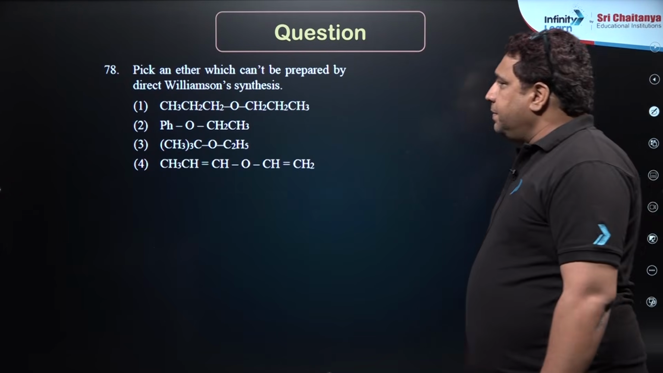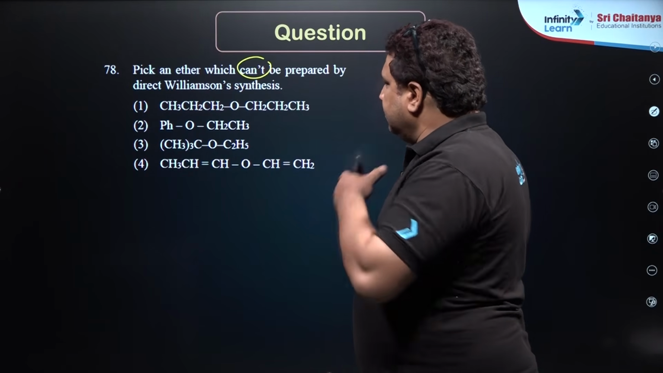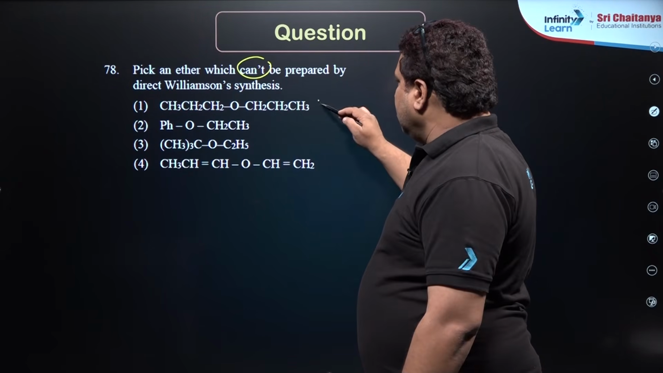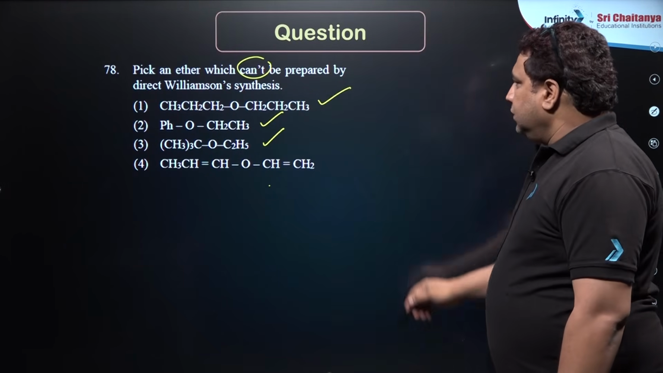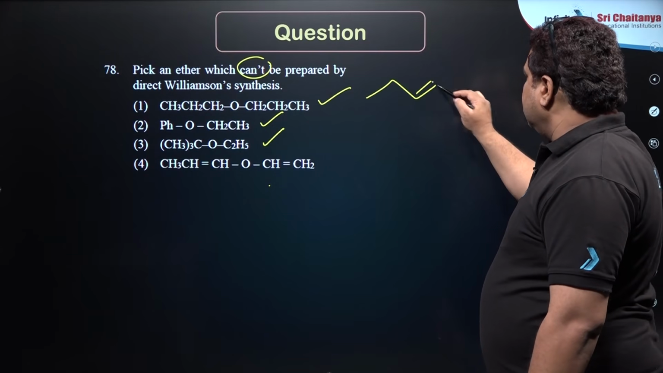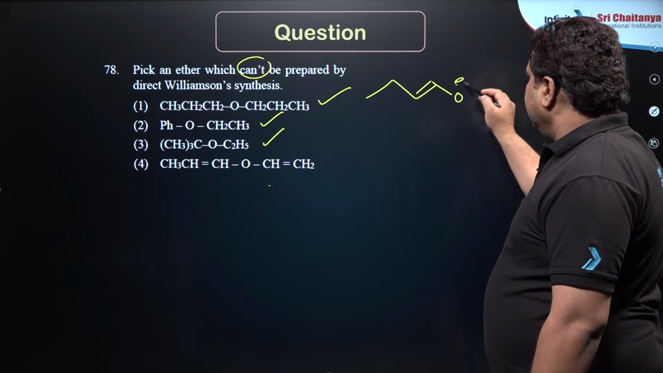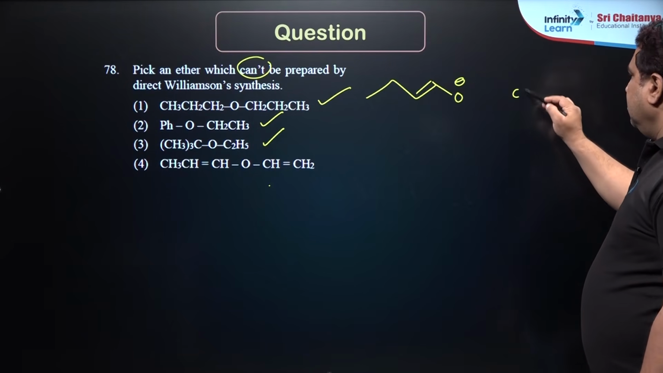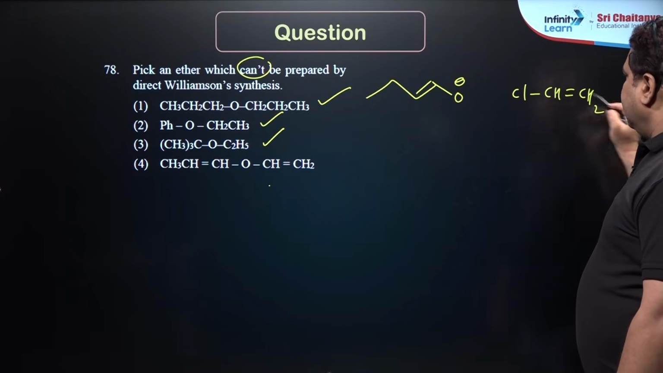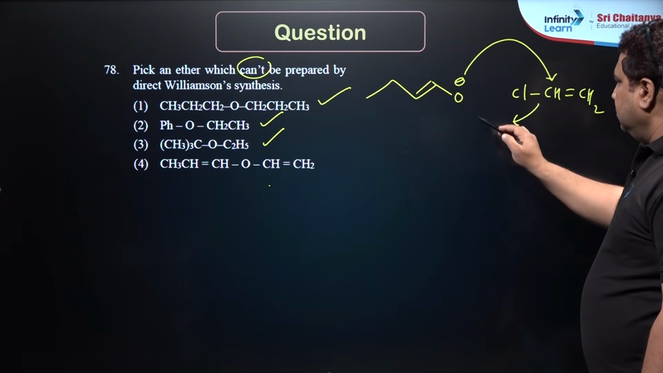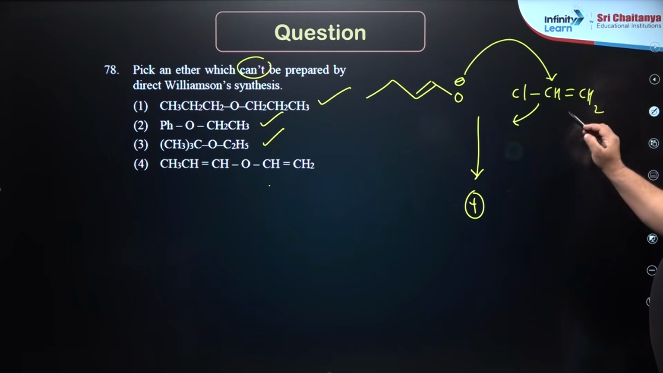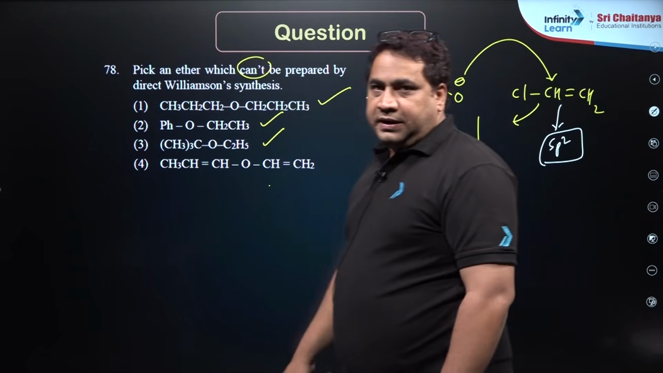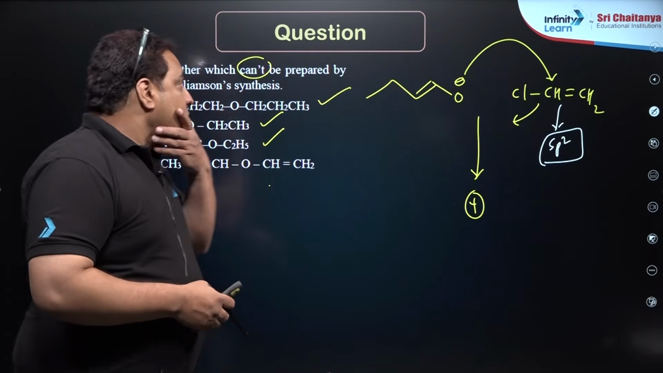Pick an ether which can't be prepared by Williamson synthesis. So, you can prepare this, you can prepare this, this you cannot prepare. Why? I will show you. To prepare that ether which is shown on the diagram, you have to take this one and you have to take one halogen, this one. So, this should attack here and give you option 4. Now, you can see here this is connected to one sp2 carbon and is very busy in resonance, the bond is strong and it will not break. Hence, the 4th one you cannot prepare.